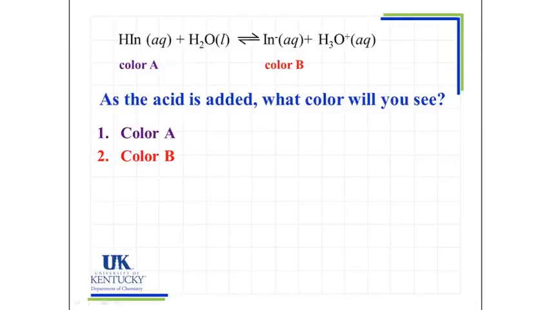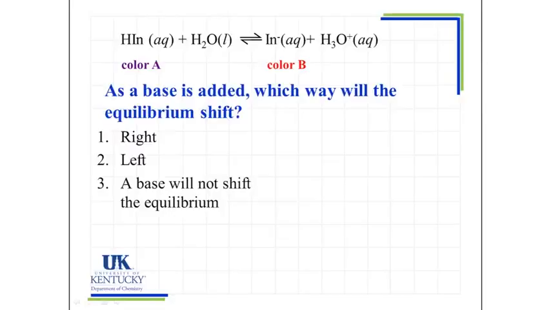Anytime you add a substance, it will shift away from that substance in order to reestablish equilibrium. So if it's shifting to the left when you add an acid, what color are you going to see? If you said color A, then you are correct. Okay, let's keep working through this. If you add a base, you'd look at that reaction and say, well, there's no OH minus listed in there, but we remember from our acid-base chapter that when the H3O plus goes up, the OH minus goes down, and vice versa.